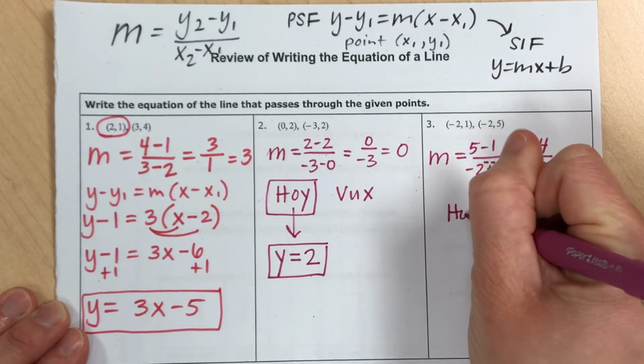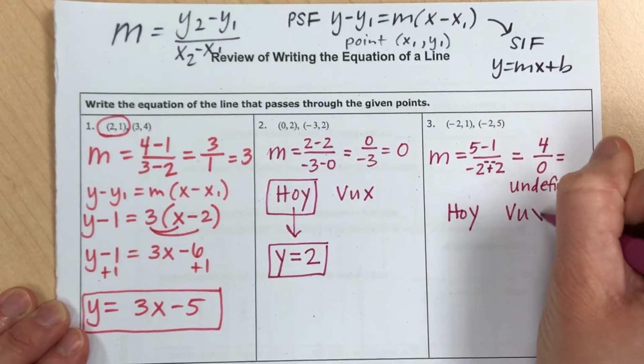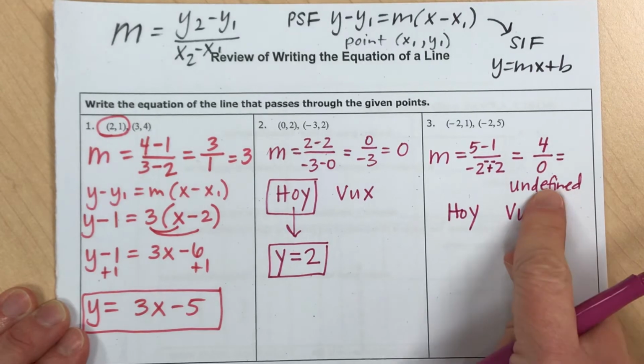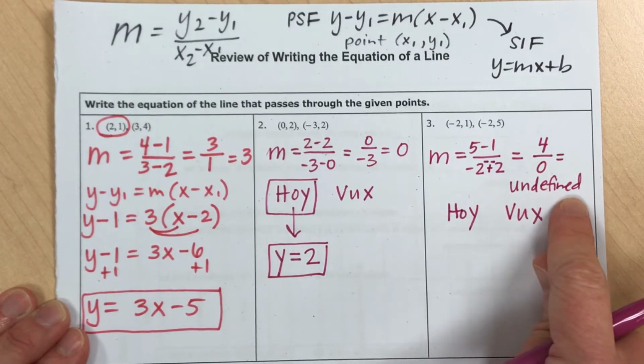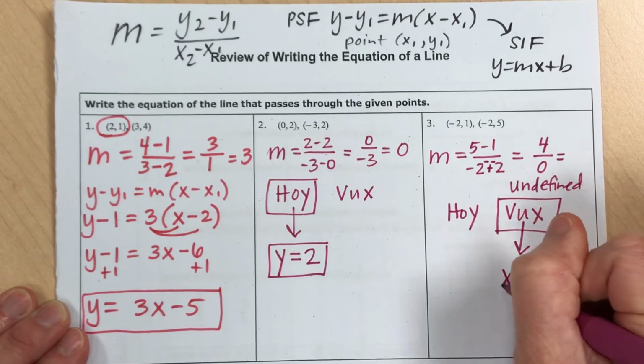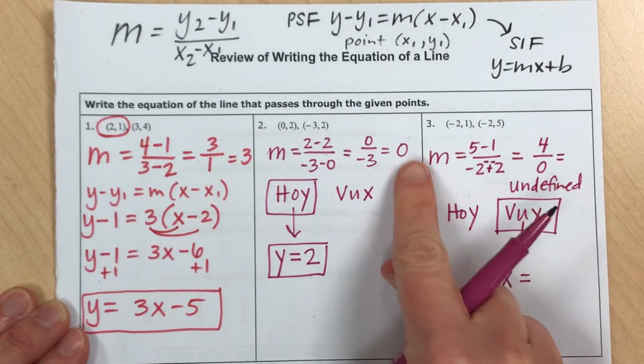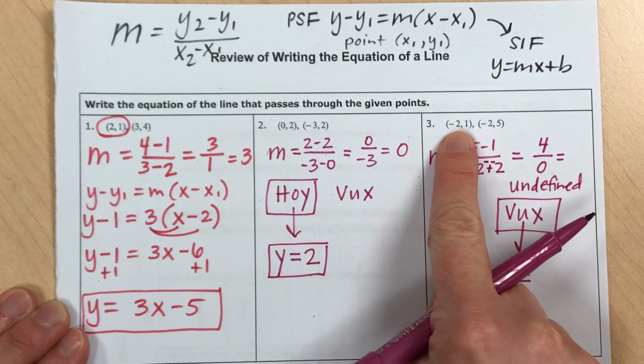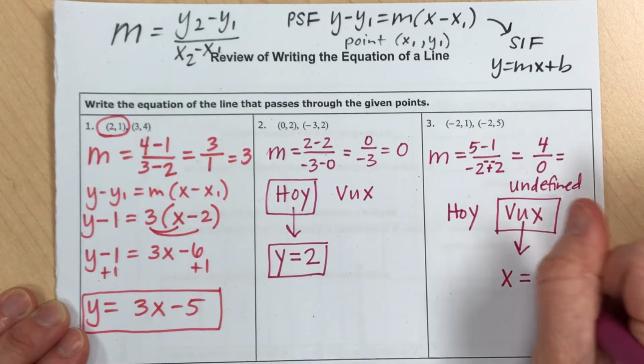Now again with that phrase HOY or VUX, when we have undefined, when 0 is underneath, that's undefined, this would be a vertical line. And a vertical line is x equal to a number type of equation. Look at the x values in your points. They're both the same, -2.